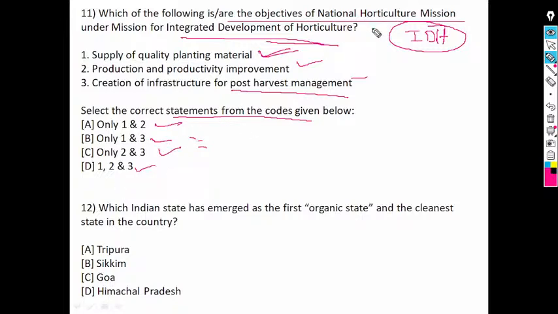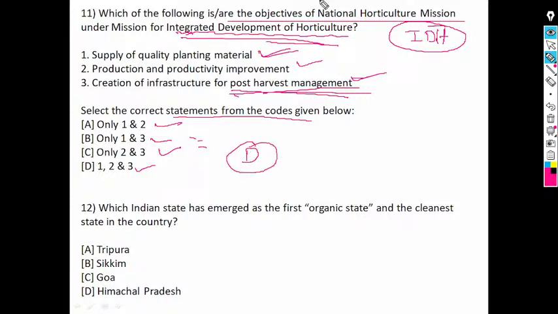Objectives of the National Horticulture Mission under the Mission for Integrated Development of Horticulture: supply of quality planting material, production and productivity improvement, and creation of infrastructure for post-harvest management. So here the answer is D, all are correct.